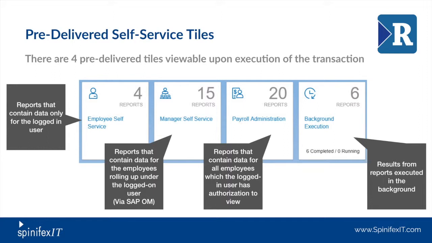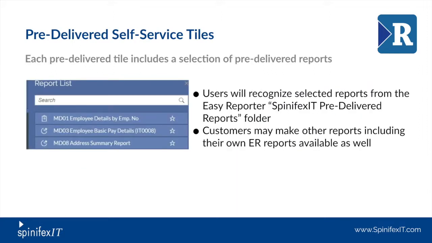Once you click on a tile, you will drill further into the respective menu. For example, here's the detail underneath the ESS tile. As you can see, linked to the tile are a few SpinifeX pre-delivered reports already. Organizations, of course, may also adjust this menu to include other desired reports. Steps on doing so are provided in the online documentation, plus I'm going to give you a high-level view today.